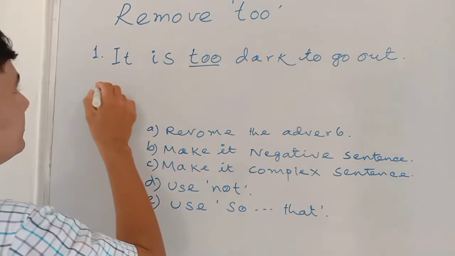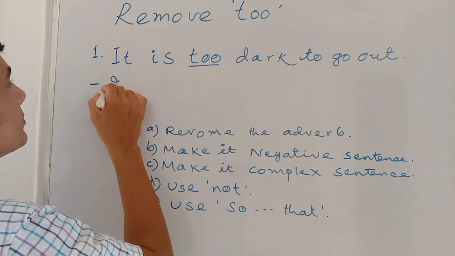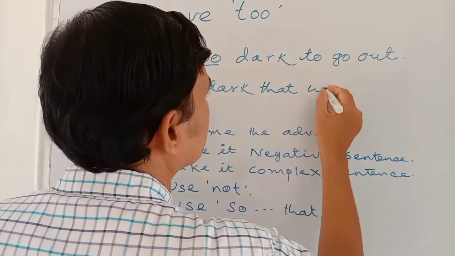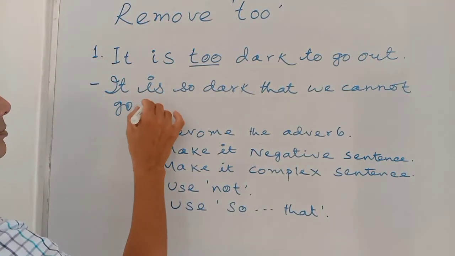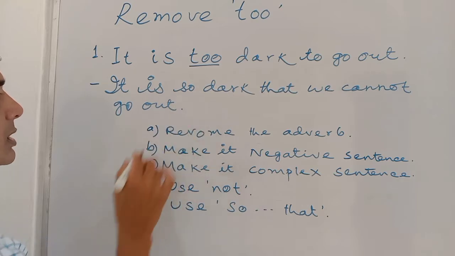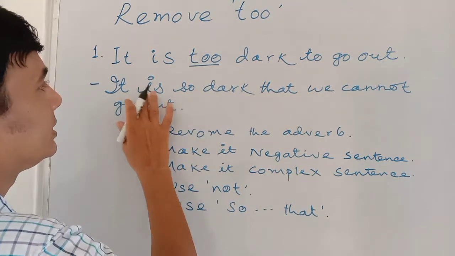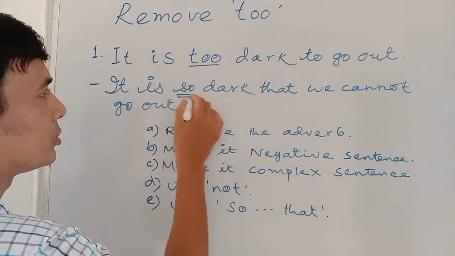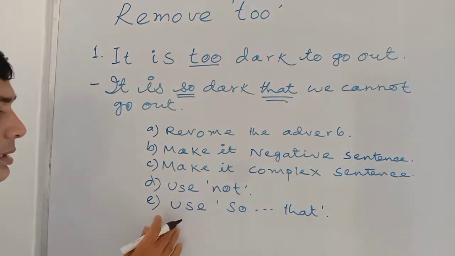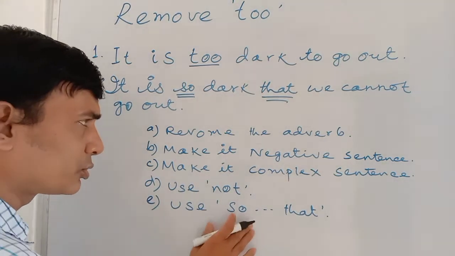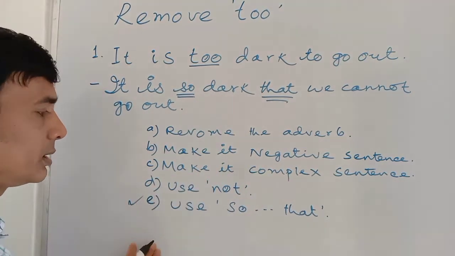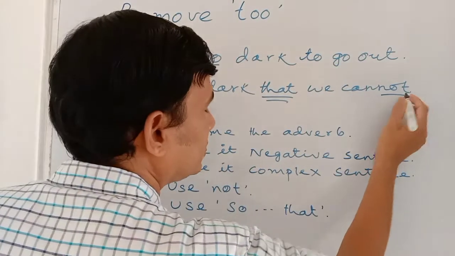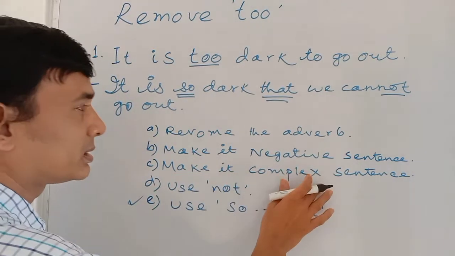So what is the answer? Look at the sentence. This is the answer: "It is so dark that we cannot go out." So use "so" and "that". Already in the question, use "so that". I have already used this "so that", and at the same time "not". It is so dark that we cannot. Use of "not". Make it a complex sentence.